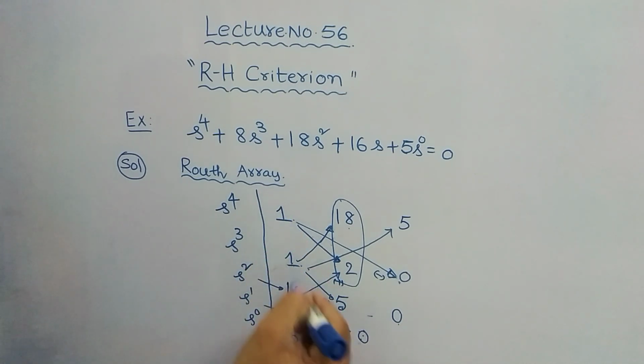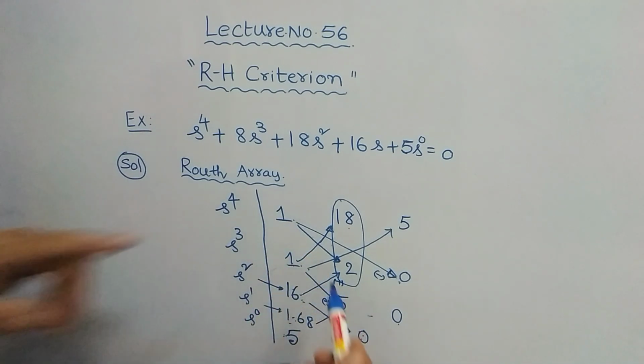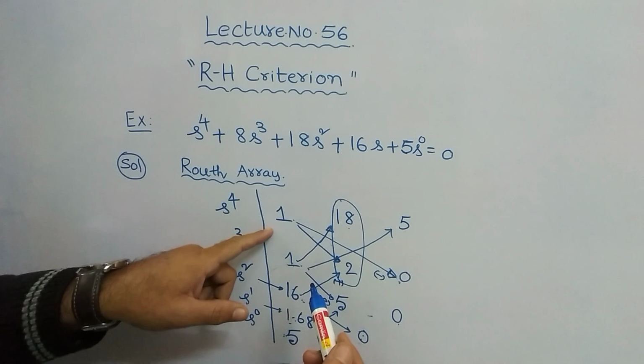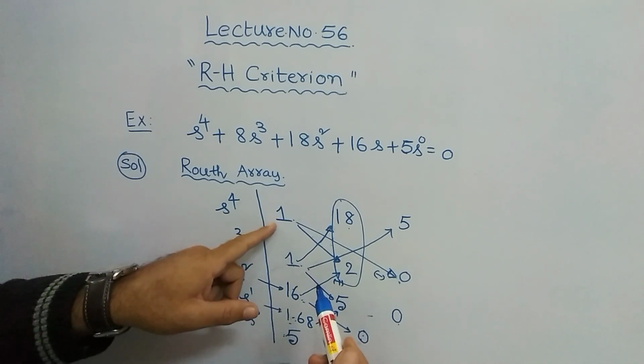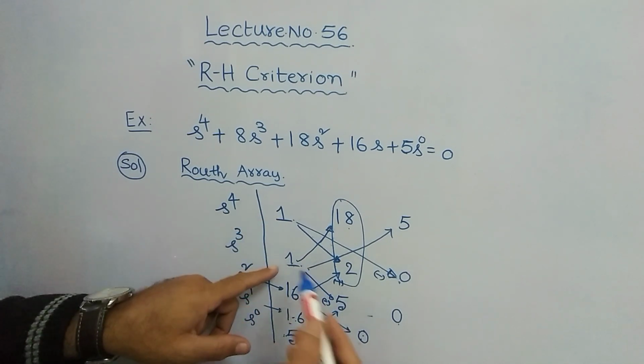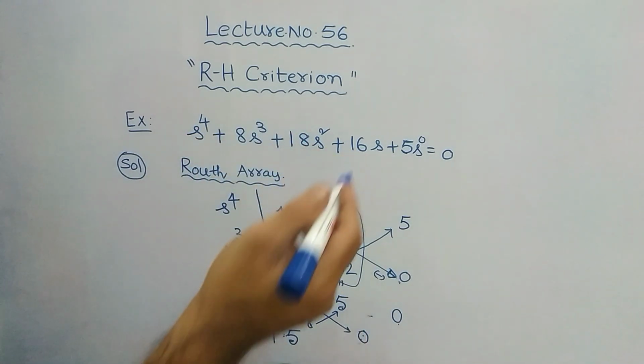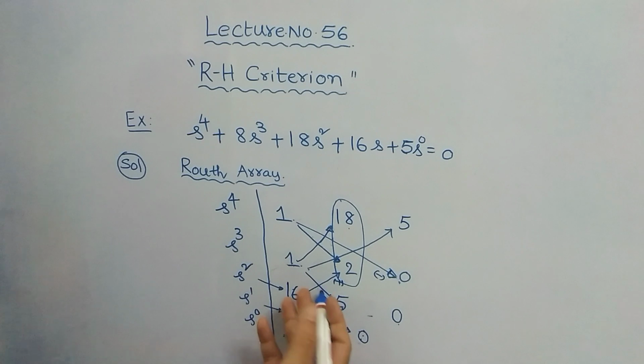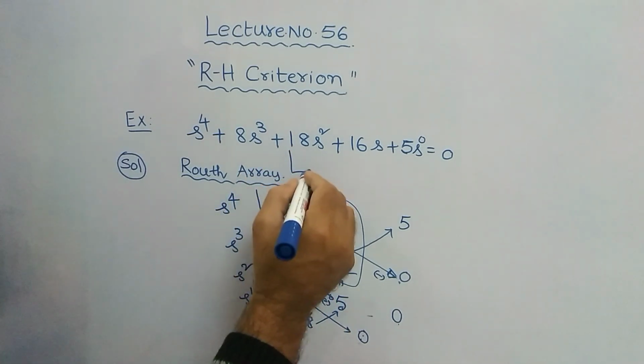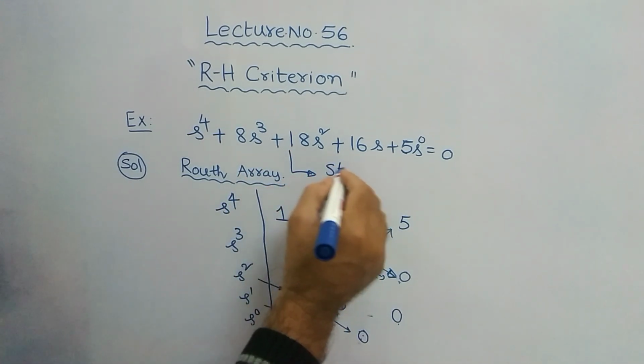See, is there any negative value? No, all are positive only. In fact, greater than 0. 1 is positive, it is greater than 0. Again here 1 is positive, definitely greater than 0. It is 16, greater than 0. 1.68, greater than 0, 5. All are greater than 0 only. Therefore, simply you can say that the given system is a stable system. That's it.